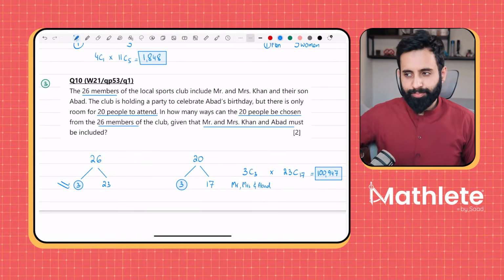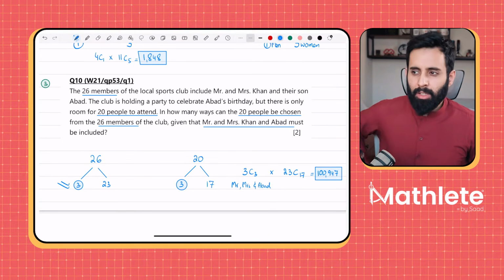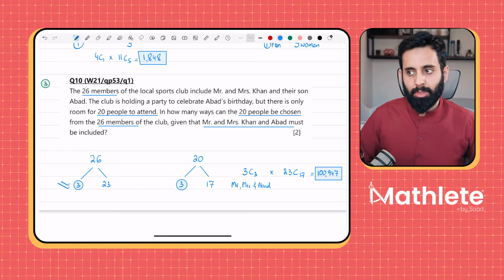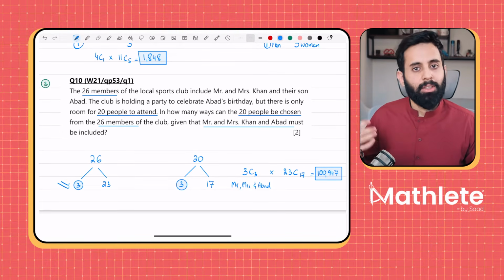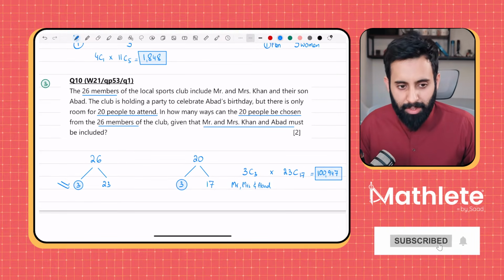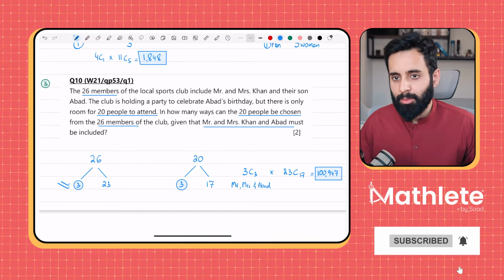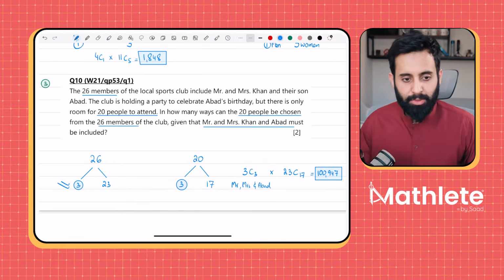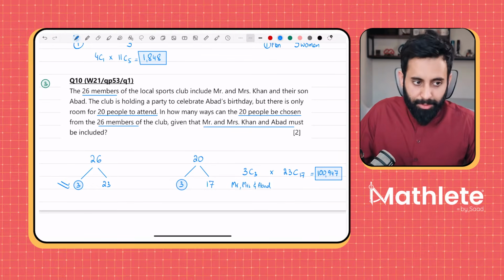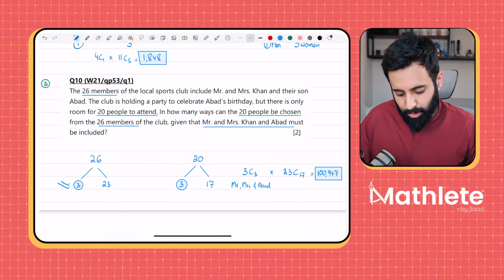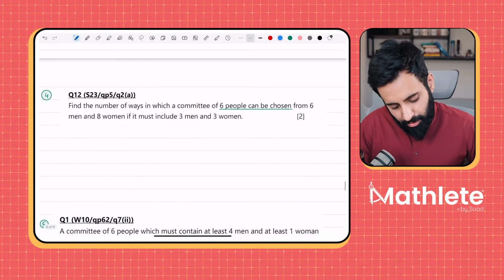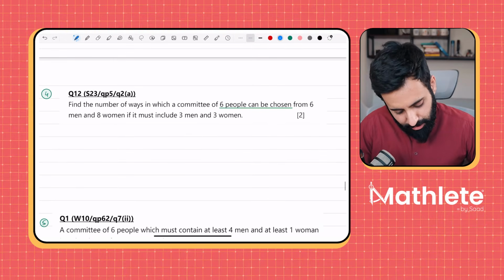Could have been, how many ways can you select 23 people from 26, given that 3 people must be in the group, or 3 people must be selected. There you go. I said two-liner question, but it could have very easily been a one-line question. But the question sometimes likes to give you the backstory to borderline confuse you, but also to show that there is a lot of application of this concept, okay? So anyway, hope it's clear. Now let's do the next question.